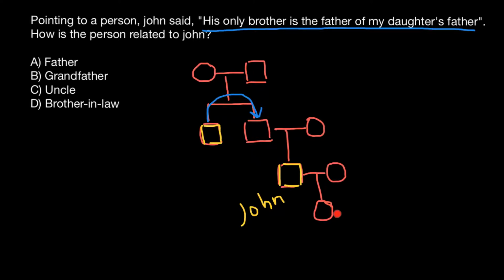Father of my daughter's father would be John's father. And again, brother of John's father would be John's uncle. And this is answer C.